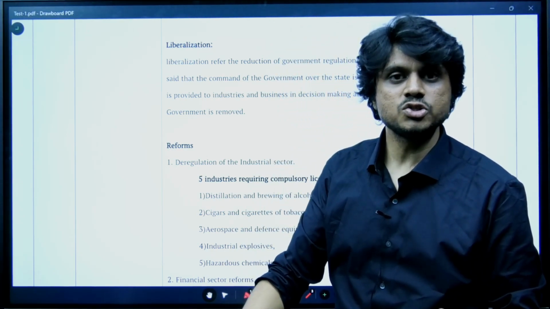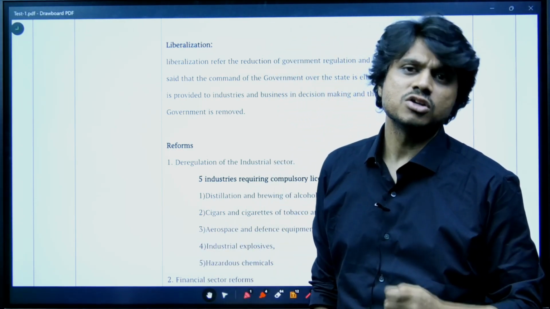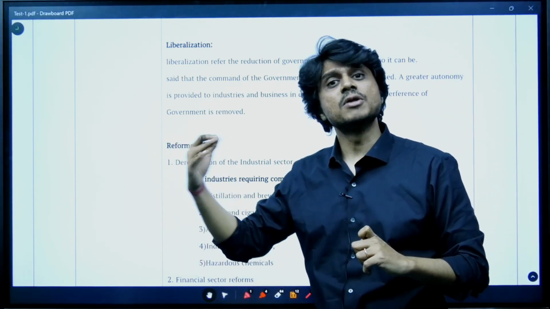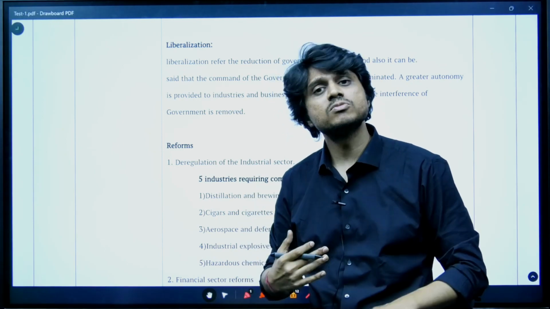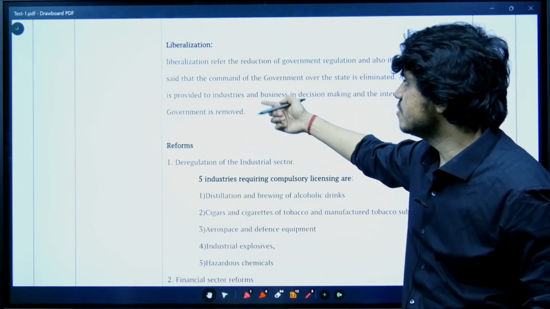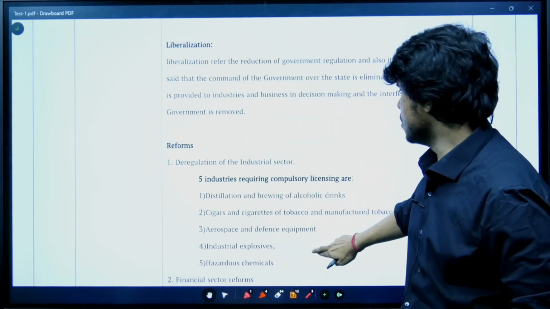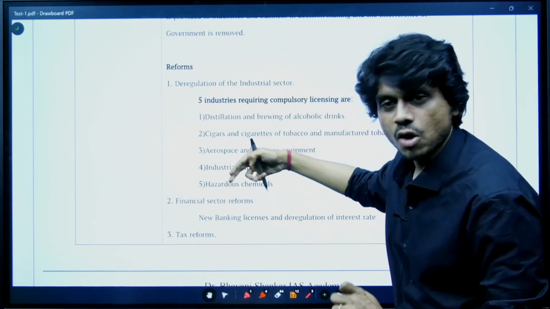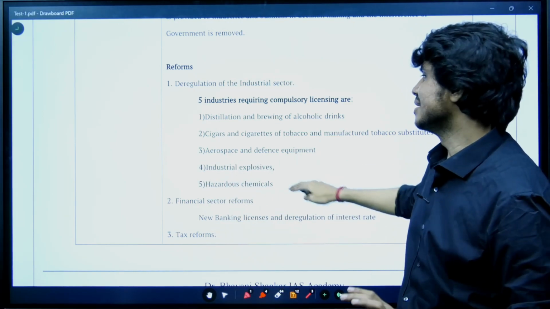Even in Andhra Pradesh, you have the single desk system where you will get many such clearances in 21 days. So all these are nothing but liberalization. The reforms are still continuing. In the same way, in 1991 they initiated the liberalization. In this, except for these 5 industries, all the other industries do not need any kind of licenses.